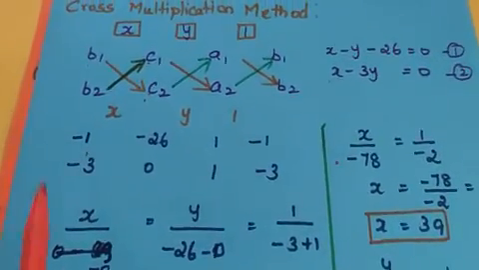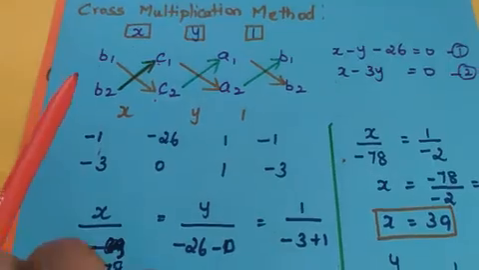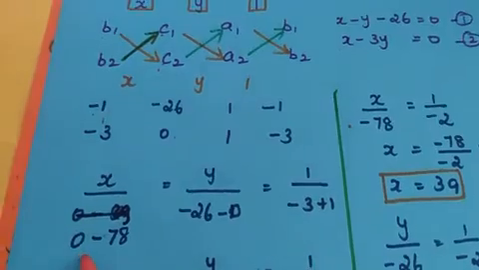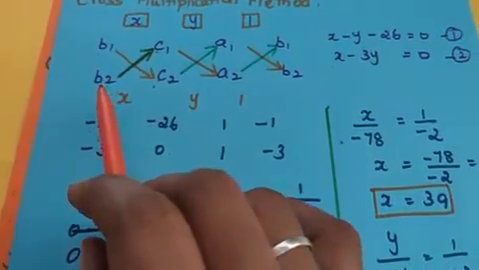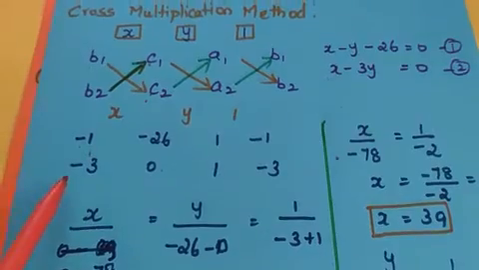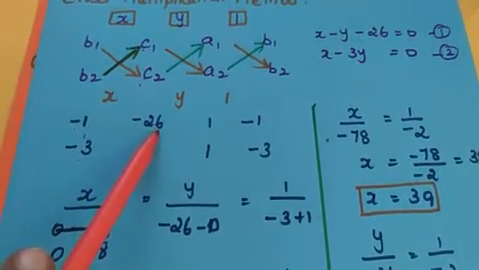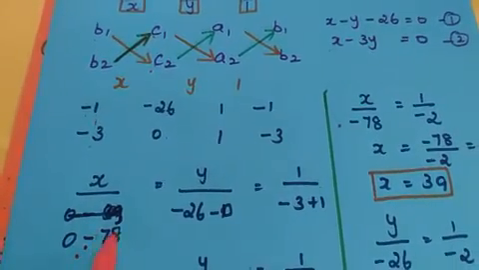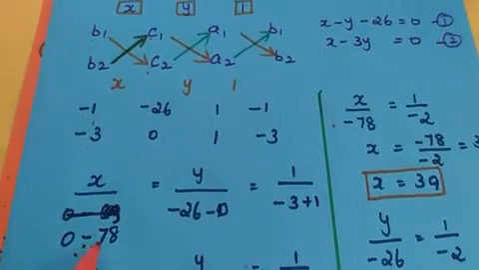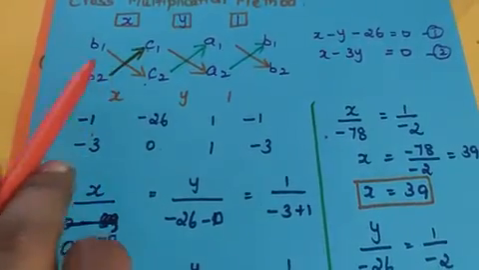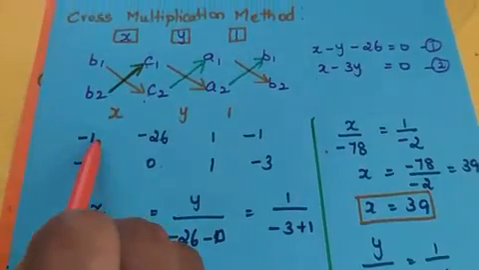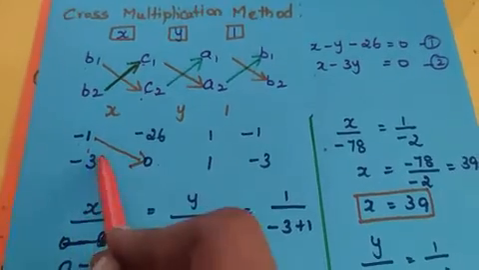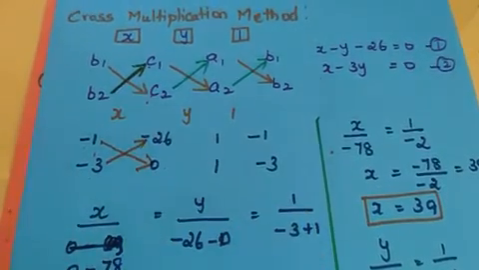Right? Now I have to find the x value. So x upon what I said? B1, C2. So minus 1 into 0, it becomes 0. Again minus B2, C1. B2, C1 is minus 3 into minus 26. Minus of minus is plus, but in the formula again minus is there. So minus 78. I hope this is clear. B1, C2, that is minus 1 into 0, and that is 0 for you. Again minus 3 into minus 26, right?